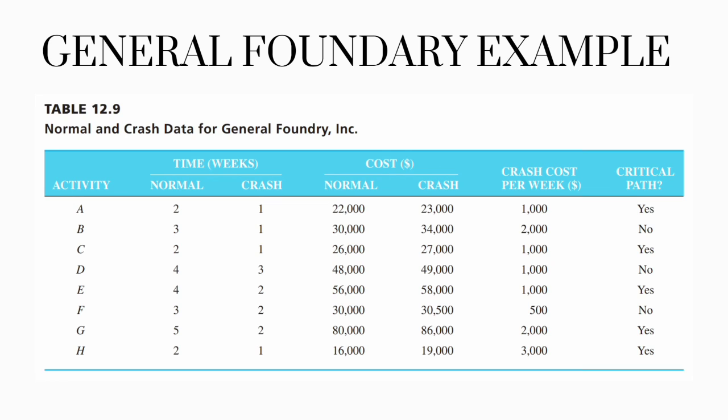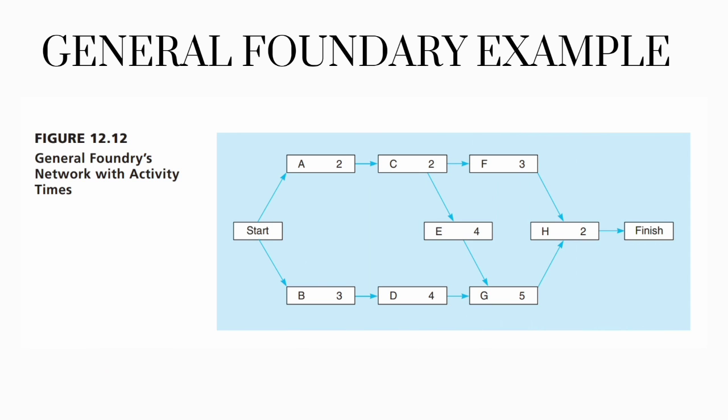At this stage, there are 2 critical paths. The original critical path consists of activities A, C, E, G, and H, with a completion time of 14 weeks. The new critical path consists of activities B, D, G, and H, also with a total completion time of 14 weeks. Any further crashing must be done to both critical paths.